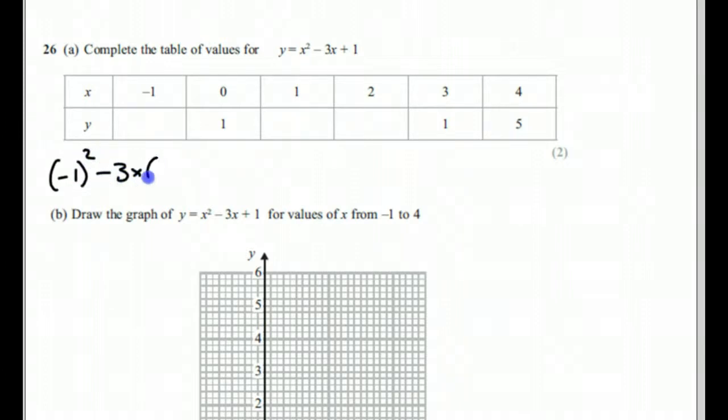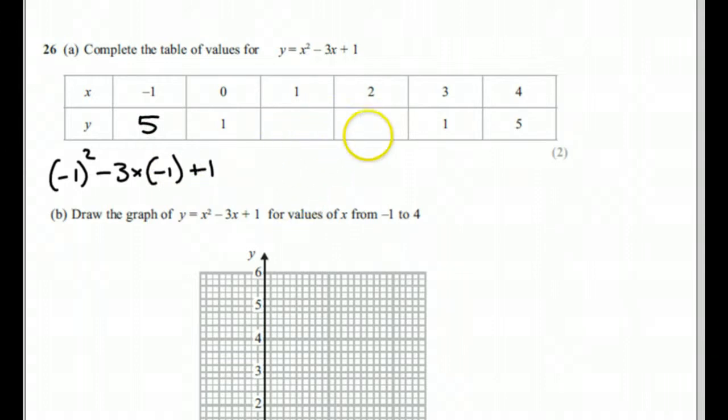So this is what you should be typing into your calculator, and what you'll get is that is 1 because you're squaring -1, timesing it by itself. That will be +3 because you're doing a negative times a negative. So you've got 1 plus 3 plus 1. So that's going to end up being 5.